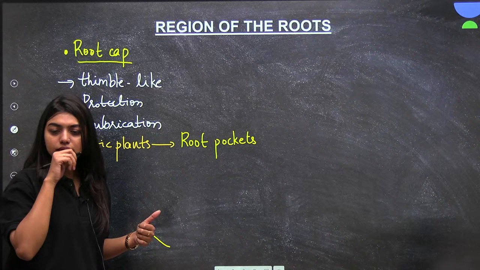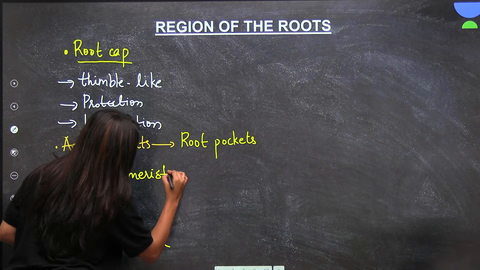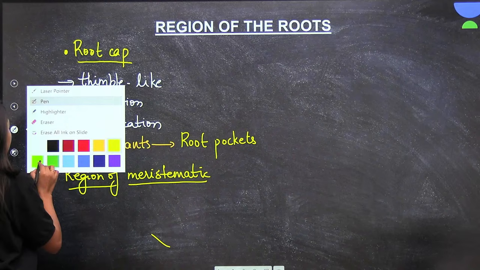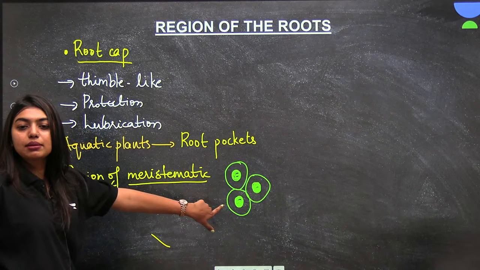Tell me which is the next part. Your region of meristematic. This is your next region. Now, tell me, how are your meristematic tissues? Tell me all the points that you know about meristematic tissues. Let's see how many of you revised. This is how your meristematic cells are going to look. They are not going to have intercellular spaces. So, look at this.